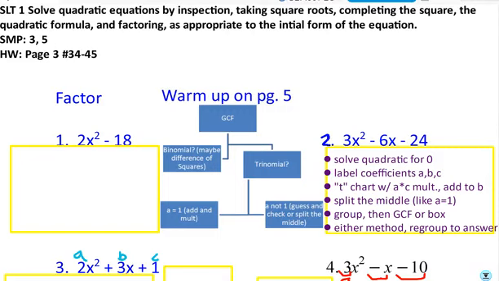Today's lesson is both solving quadratic equations by inspection, meaning figuring out what's your best method, and also factoring when your leading coefficient, your A, is not equal to 1. So your warm-up right now is on page 5.